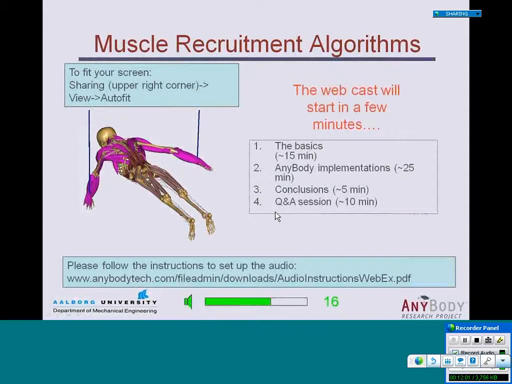We are going to begin with a short review of the program for today. I will initially talk about the basics of muscle recruitment, and then I'll speak about how these basics are implemented into the antibody modeling system, and we'll end with some conclusions and a question and answers session.